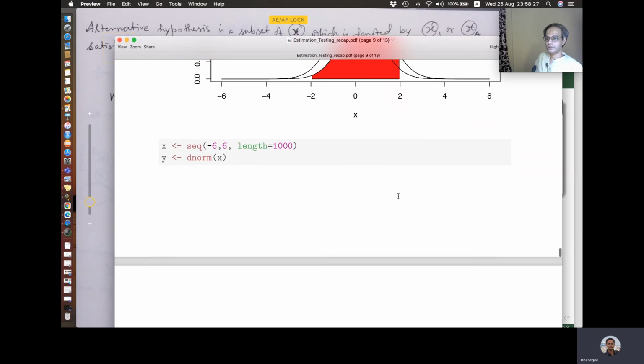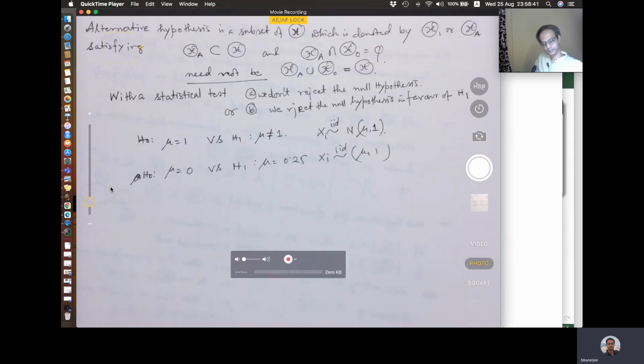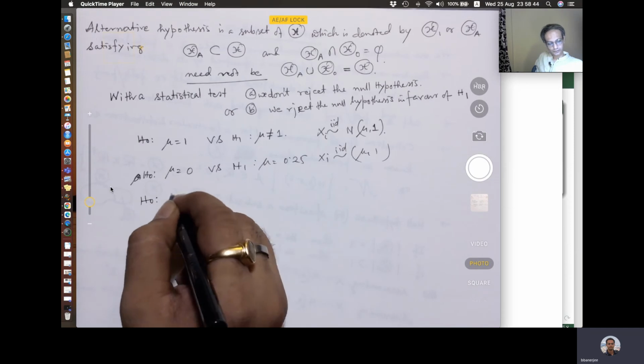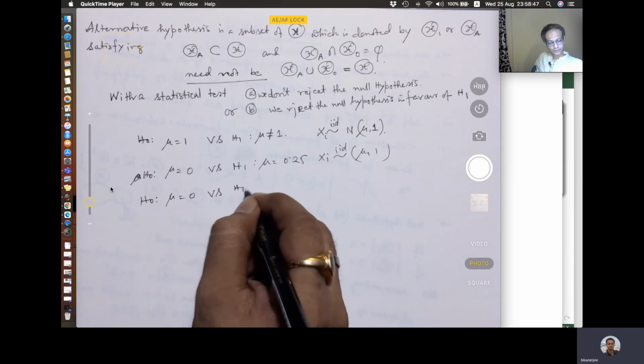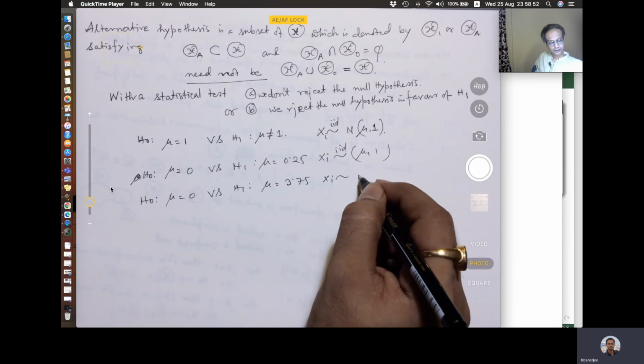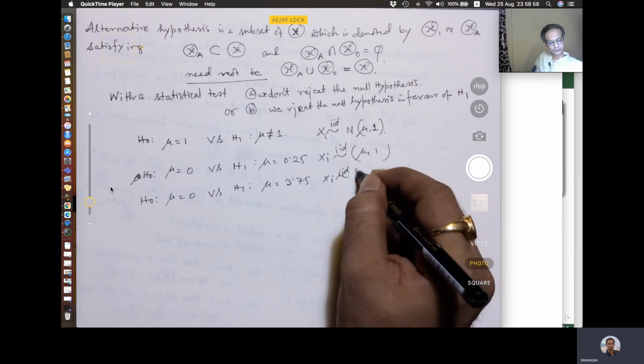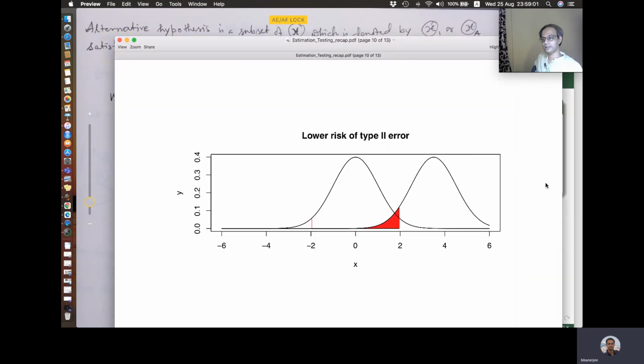But if the alternative is a little bit far away, consider that H naught is claiming mu equals 0 versus H1 is claiming mu equals 3.7, with Xi IID. In that situation, there is a low risk of type 2 error.